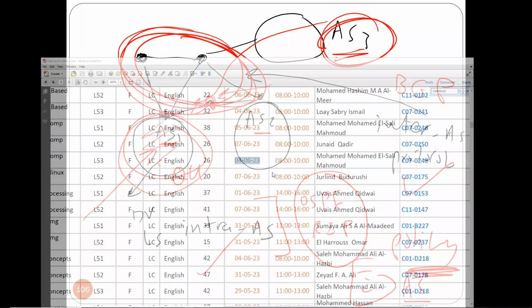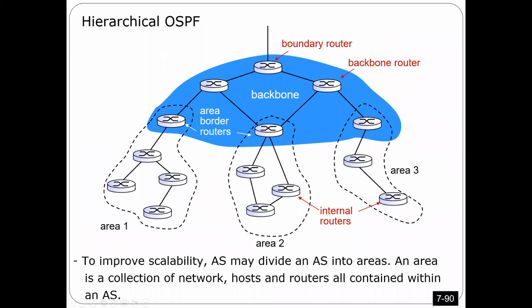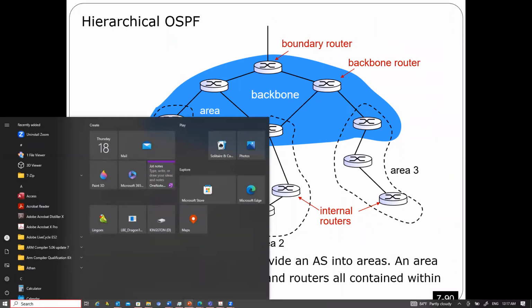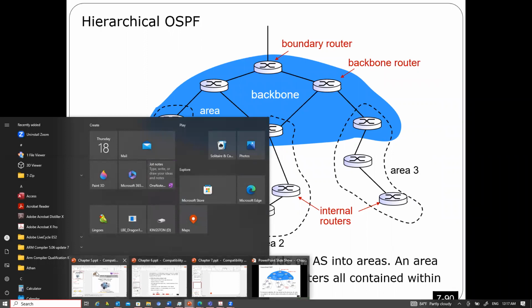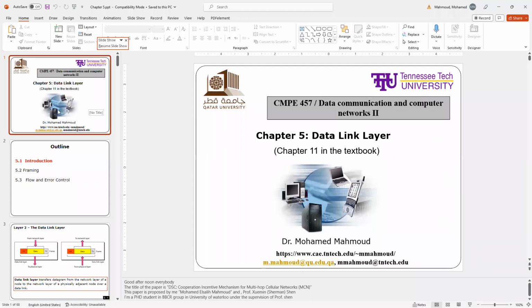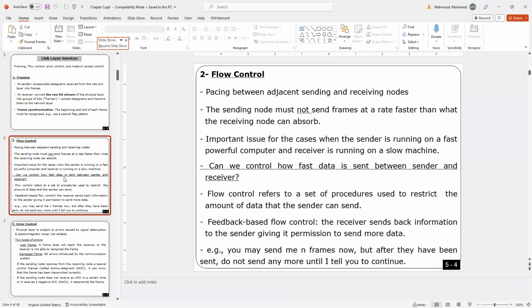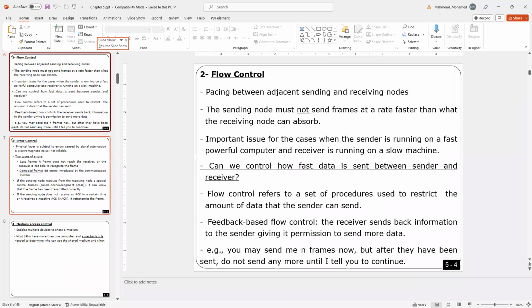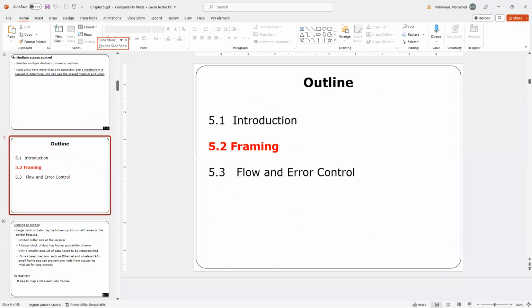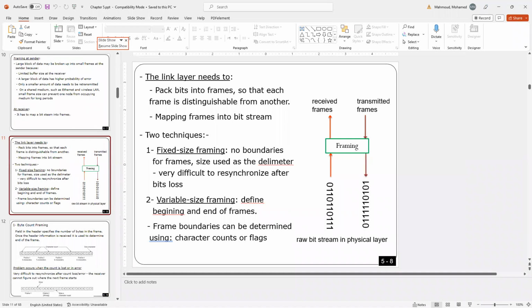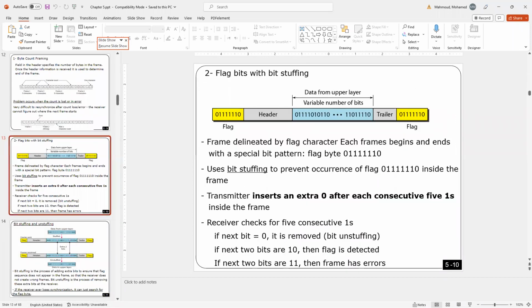So now I'm going to talk about the final exam. As I told you before, the final exam will cover chapters 5, 6, 7. It's not going to include the first chapters. For this one, you have to explain several things here. Framing. What is framing? What is error control, flow control? So everything.